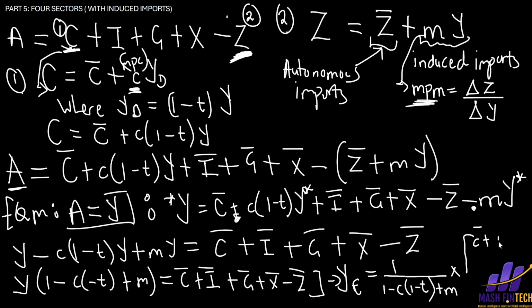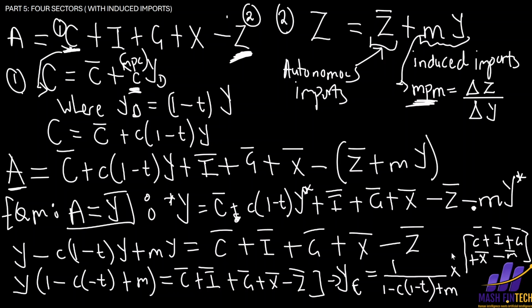Autonomous consumption, autonomous investments, autonomous government expenditure, autonomous exports minus the imports. Multiply this. All right. So we are going to get straight into the question. Pause this, rewind it. If you missed something, try to do it again. But I'm going to go back. I'm going to go to a question.